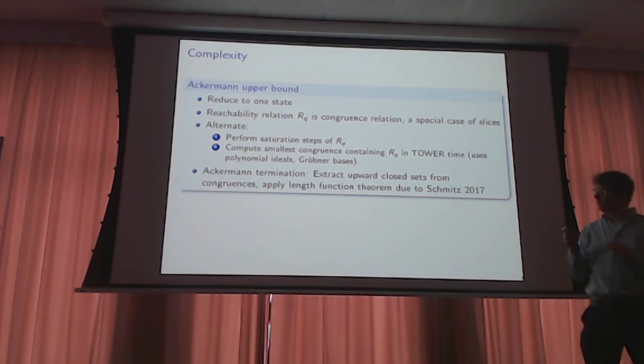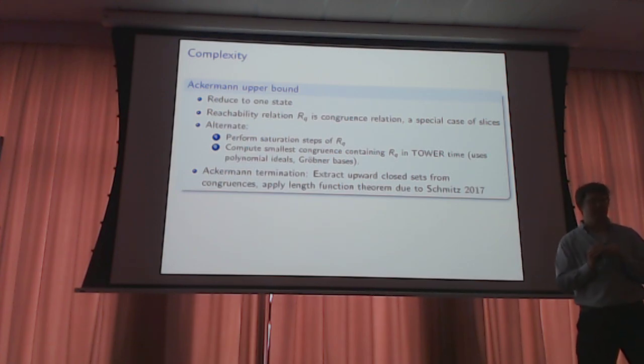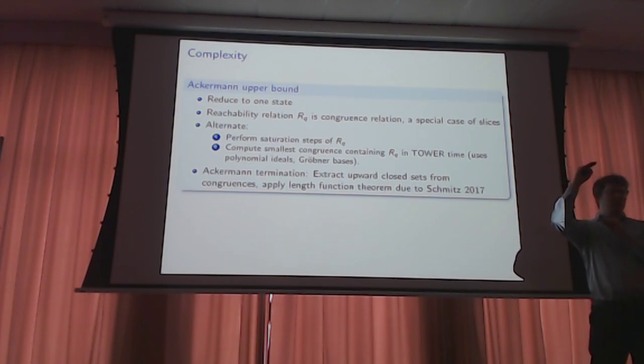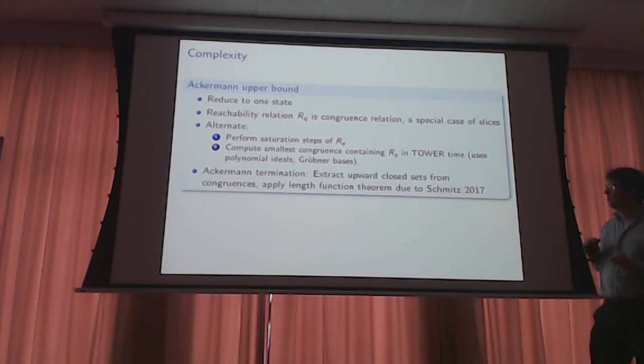There's a way of transforming the congruence into an upward closed set. And then to these upward closed sets, apply a length function theorem that tells us this sequence of upward closed sets will terminate, and therefore the sequence of congruences will terminate. But this translation to upward closed sets was, I think, what took us the longest.